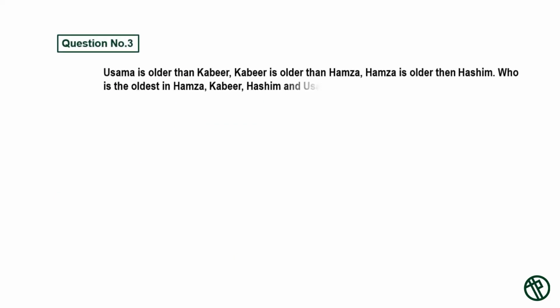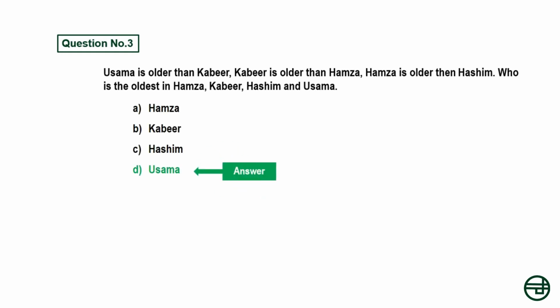Question number 3. Usama is older than Kabir. Kabir is older than Hamza. Hamza is older than Hashim. Who is the oldest: Hamza, Kabir, Hashim, or Usama? Option A, Hamza. Option B, Kabir. Option C, Hashim. Option D, Usama. Answer is option D, Usama. Explanation.